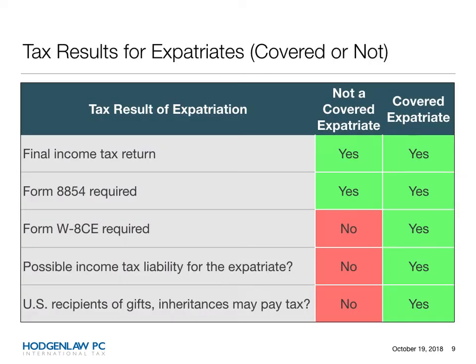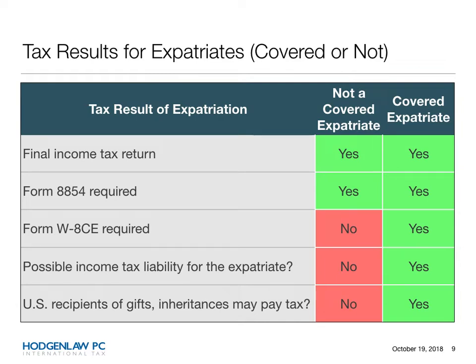And here are the results that you face as an expatriate, covered or not. Someone who is a covered expatriate, the right-hand column, files the final tax return for the year of expatriation, Form 8854, Form W8CE.